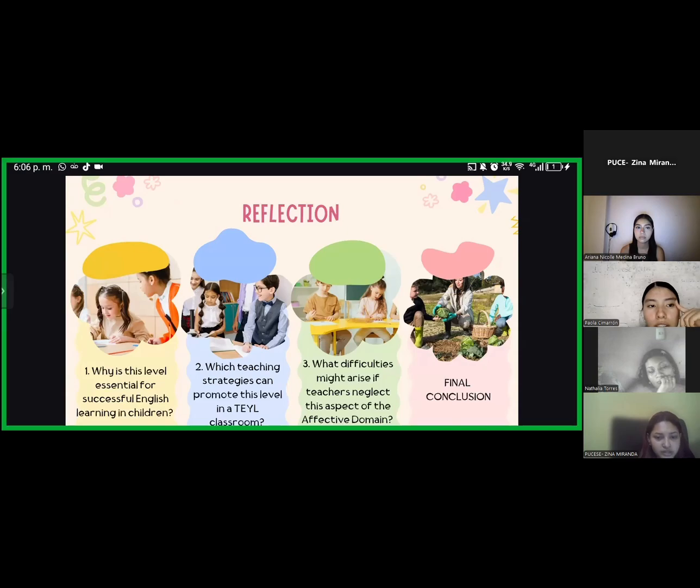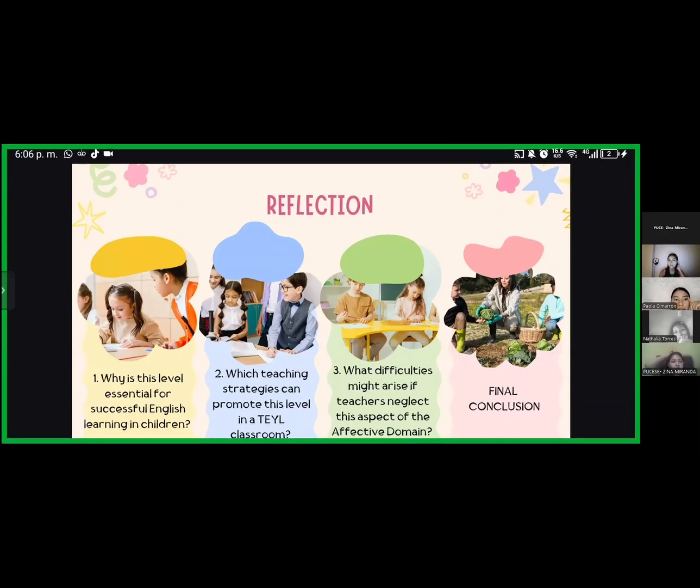Second question: which teaching strategies can promote these levels in a TEYL classroom? Teachers can promote characterizing by modeling positive behavior, establishing clear classroom routines, encouraging teamwork, using cooperative learning activities, and recognizing respectful actions. Activities such as role-playing, collaborative projects, peer work, and reflective discussions also help students develop these values over time.